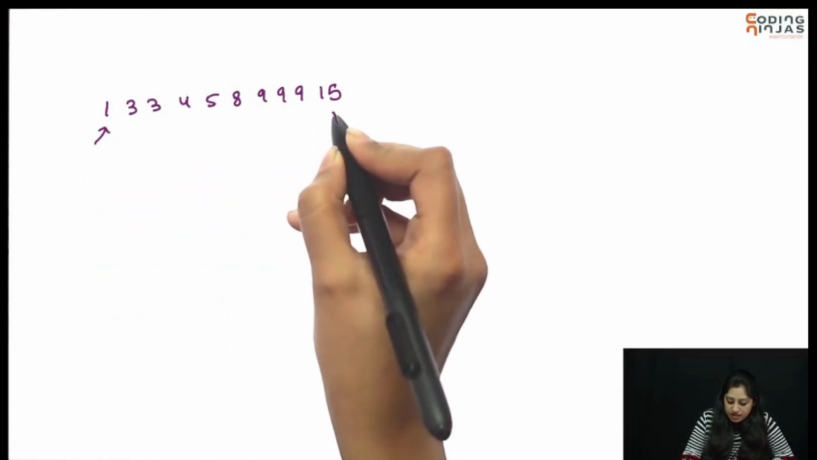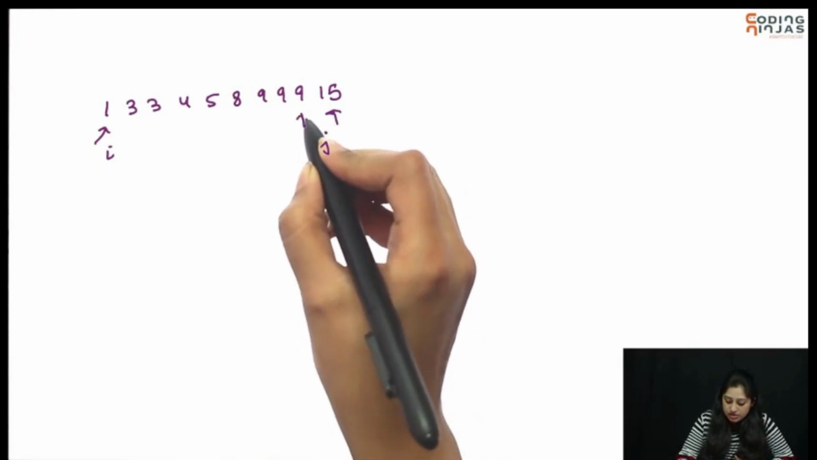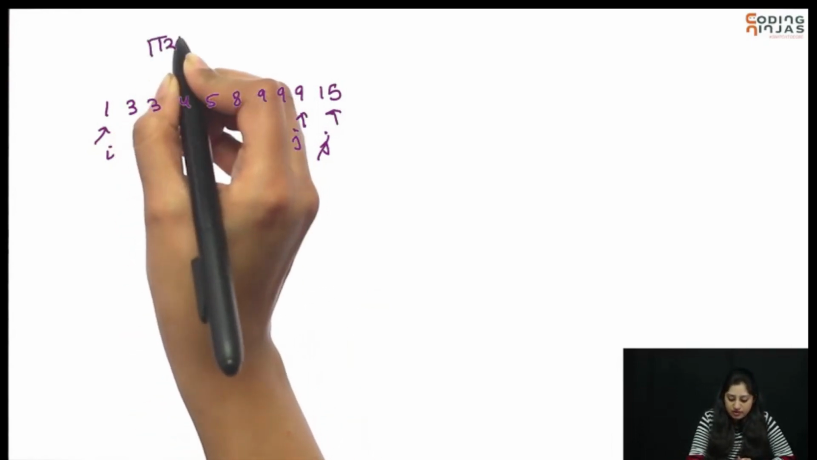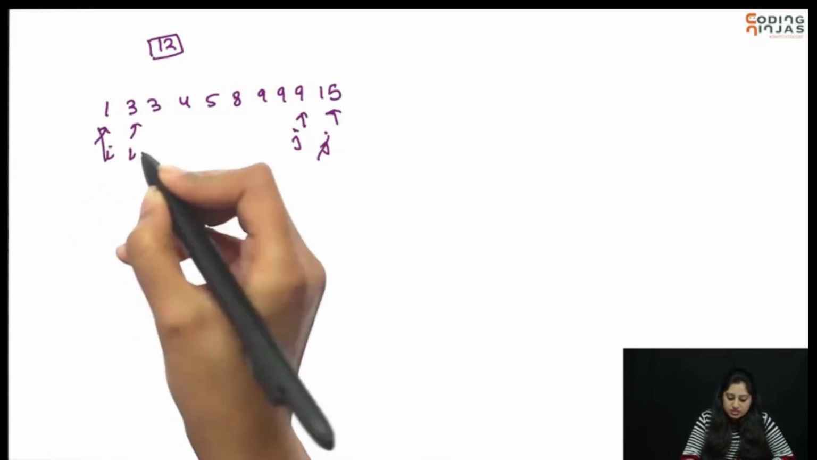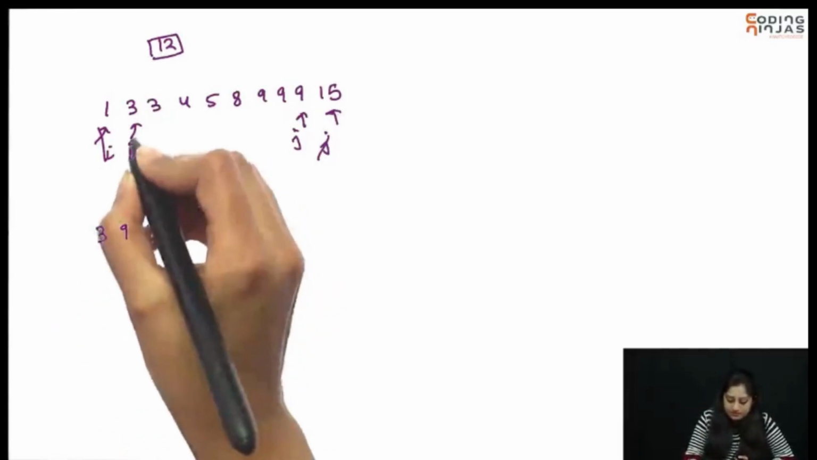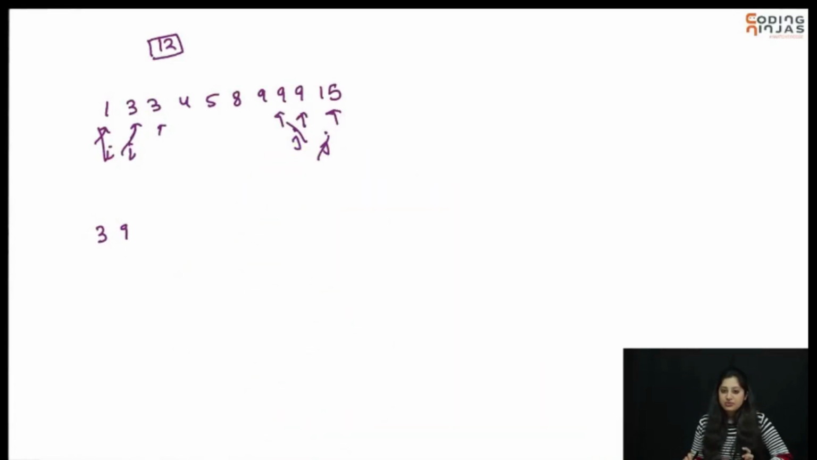So start with i and j, right? Find out the sum of elements at i and j. Sum is 16. I need 12. So obviously the larger component is there. So I should try adding the number which is just smaller. 1 plus 9 is 10. I need 12. So I should try adding the number which is just greater than 1 at least. So add 3. 9 plus 3 is 12, right? So print the pair. If I move both i and j further, in this way I get only 2 pairs.